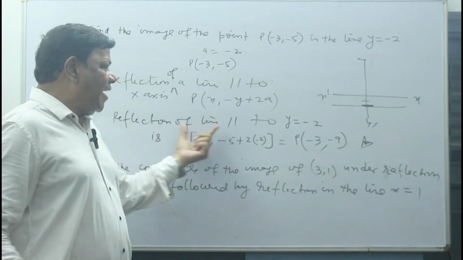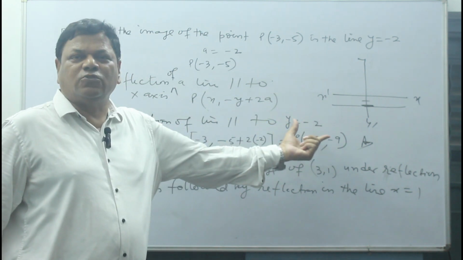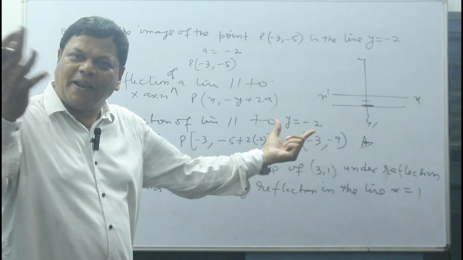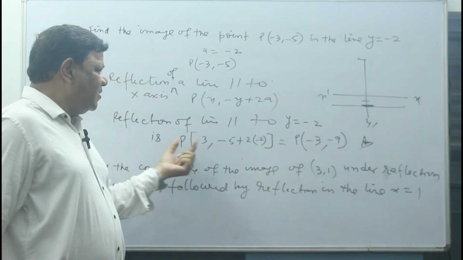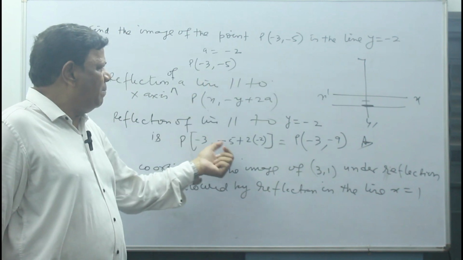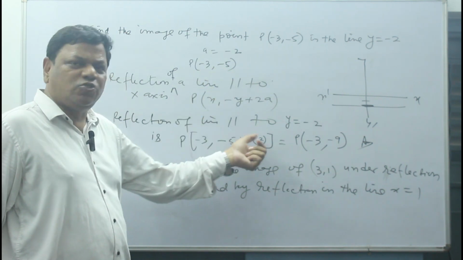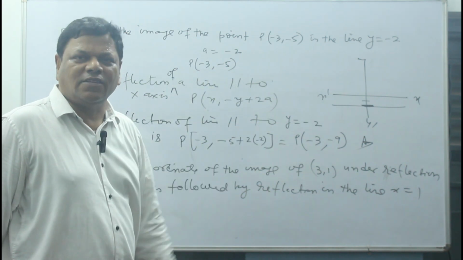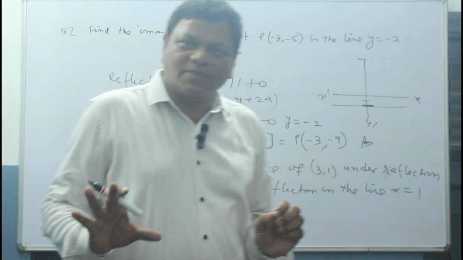Now reflection of the line parallel to y equal to minus 2. Y equal to minus 2 is parallel to the x-axis. You have to put the formula value, whatever is given. Minus 3 write down, minus 5 is y, plus 2 is 2 minus 2, calculate and this is your answer. I think clear? All of you?